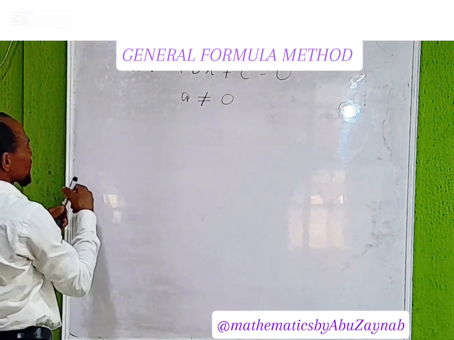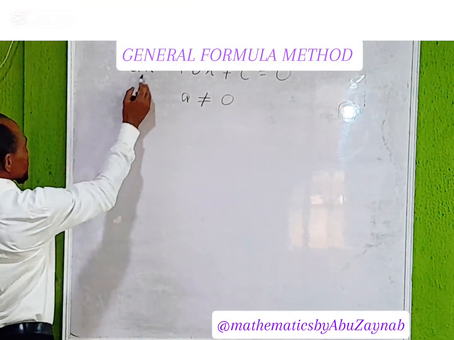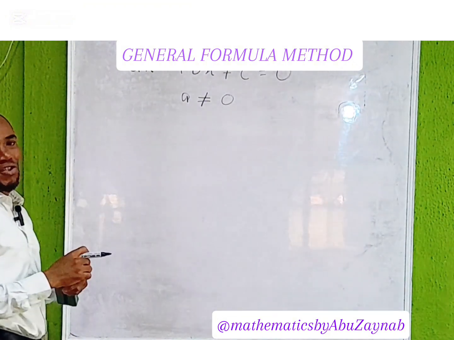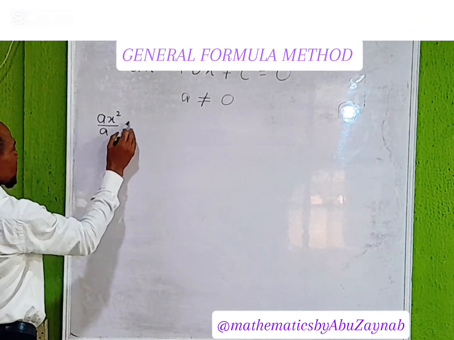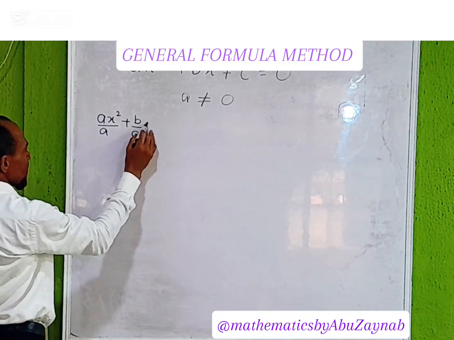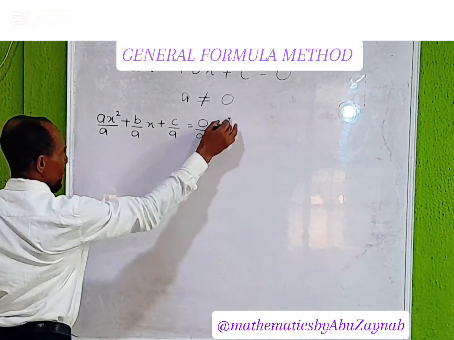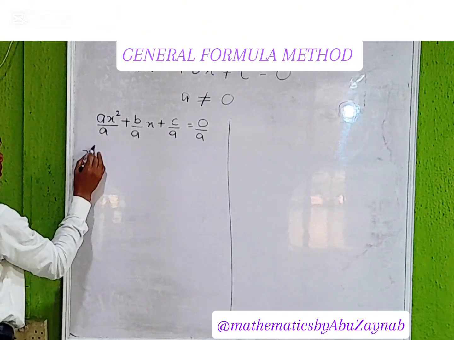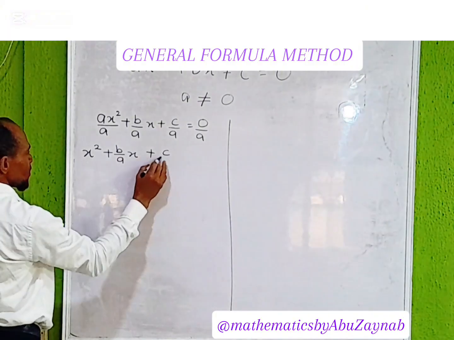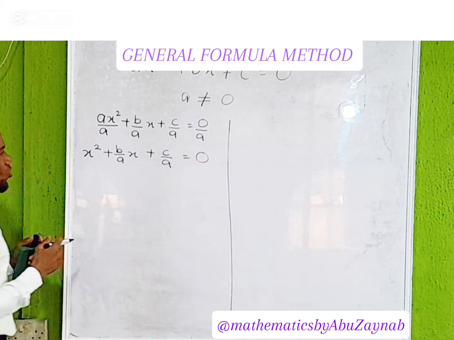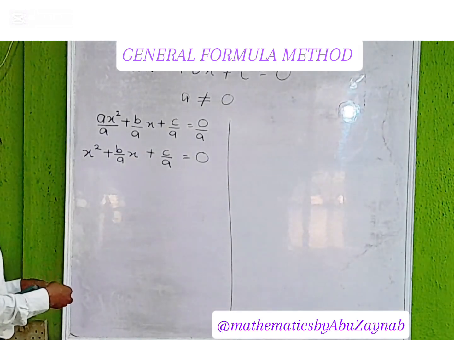So, if you have to solve this equation as it were, remember from the last class, in completing the square, you ensure that the x squared has 1 as the coefficient. So let's go. We have ax squared divided by a plus bx divided by a plus c divided by a equals 0 divided by a. Hence we have x squared plus b over a x plus c over a equals 0. That's step 1, which is to ensure that the x squared has 1 as coefficient.